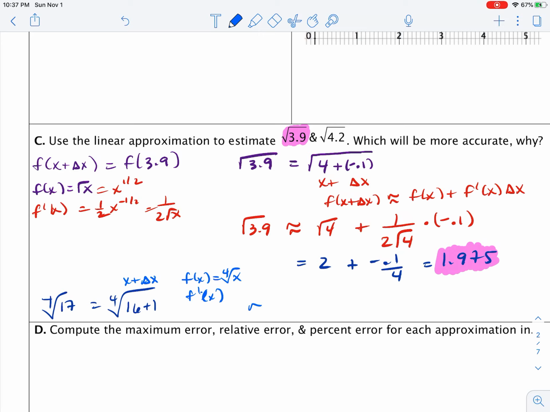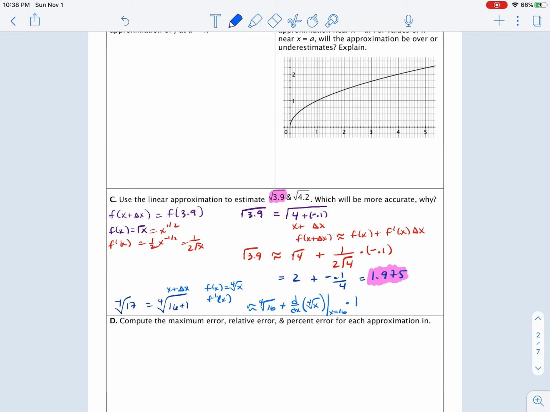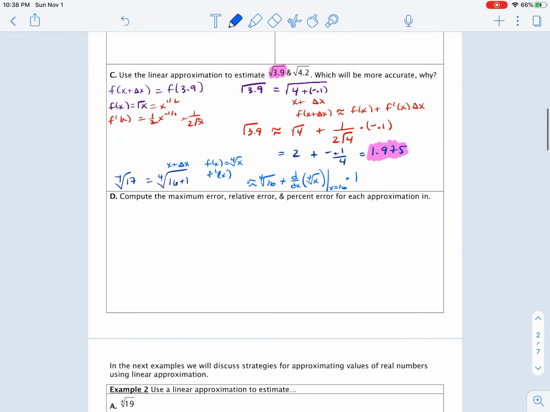So we'd want to calculate our f prime of x, right? And so we would just say that the fourth root of 17 is approximately equal to the fourth root of 16 plus the derivative with respect to x of the fourth root of x, but evaluated at x equal to 16, but then times that 1, which is that delta x. Make sense? So that's how you could approximate functions using values using differentials.